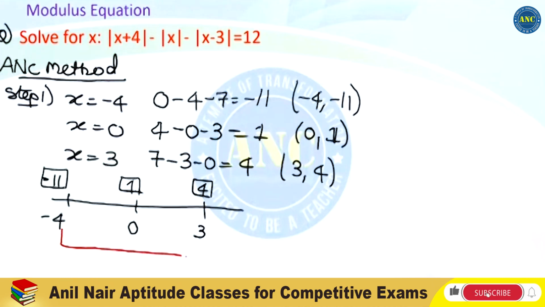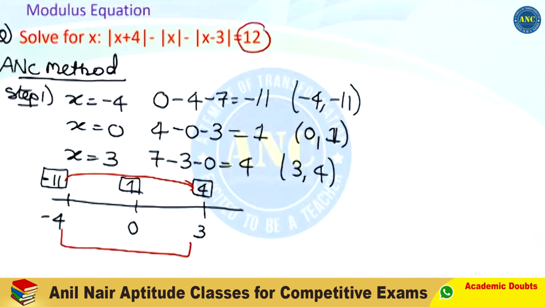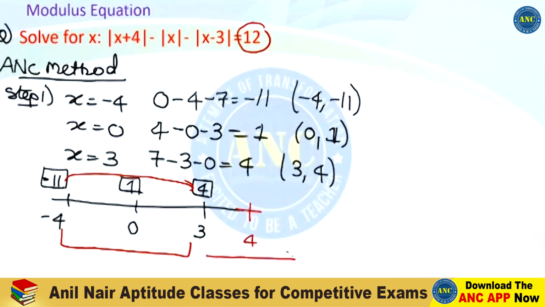Suppose from minus 4 to 3, what is the y value moving from? The y value is moving from minus 11 to 4. But on the right hand side, the value given is 12. So from minus 4 to 3, there will be no value. Let me see the behavior of the graph for any value to the right hand side of 3, that is, greater than 3. I will take a value of 4. I am just checking the change in x and change in y. Then I will come to know the behavior of the graph.